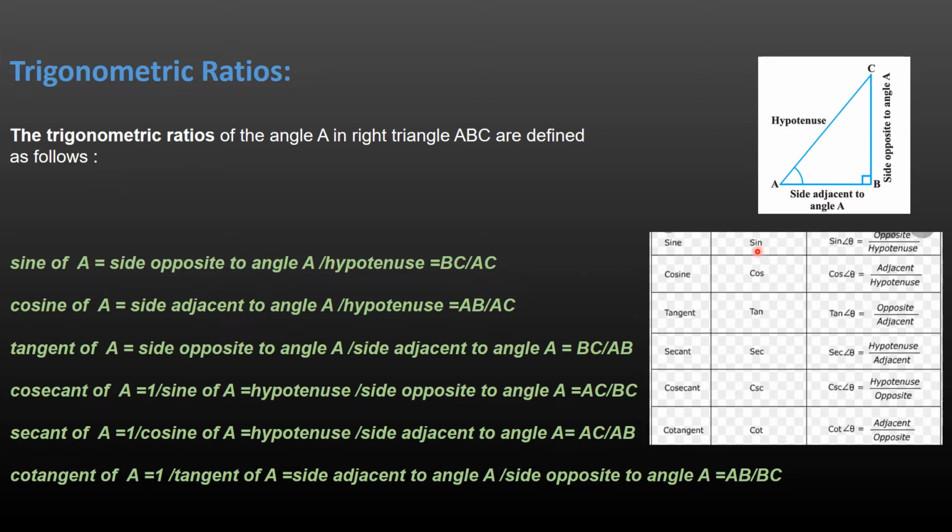You just need to know what is the sine of an angle, cos of an angle, tan of an angle, secant of an angle, cosecant and cotangent of an angle. Ratios will be defined as follows. So sine theta is nothing but opposite side by hypotenuse.